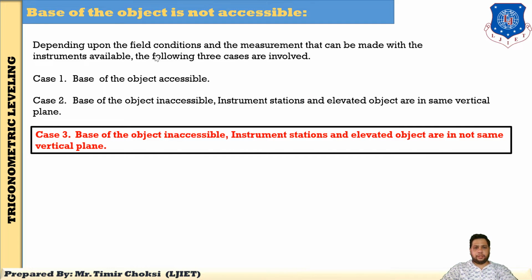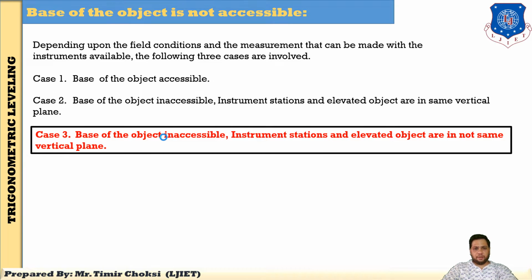Now, you know that depending upon the field condition, the measurement and the instrument available, the following three cases are involved. One is a base of object accessible. Second, base of object is inaccessible but instrument station and elevated object are in the same vertical plane. And case number 3, base of the object is inaccessible but instrument station and elevated object are not in the same vertical plane. So in this session I have explained this particular case number 3.